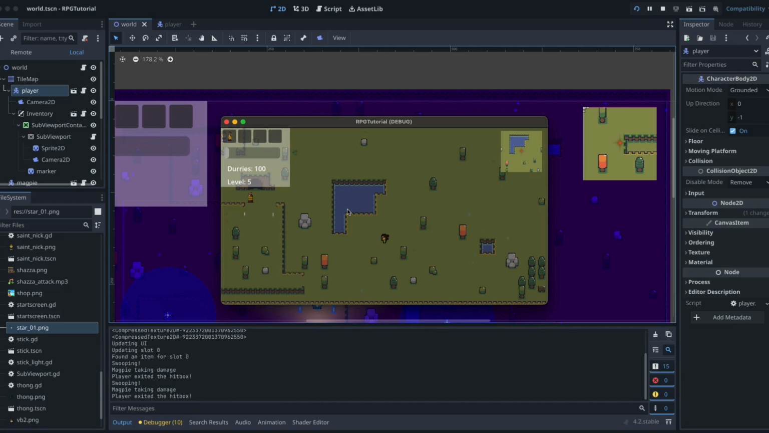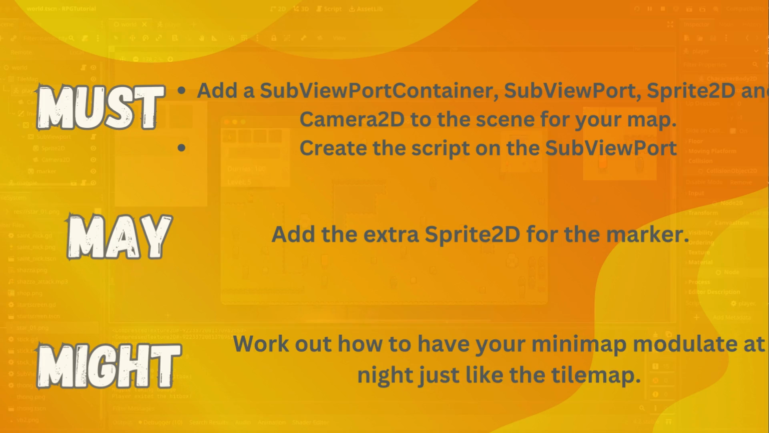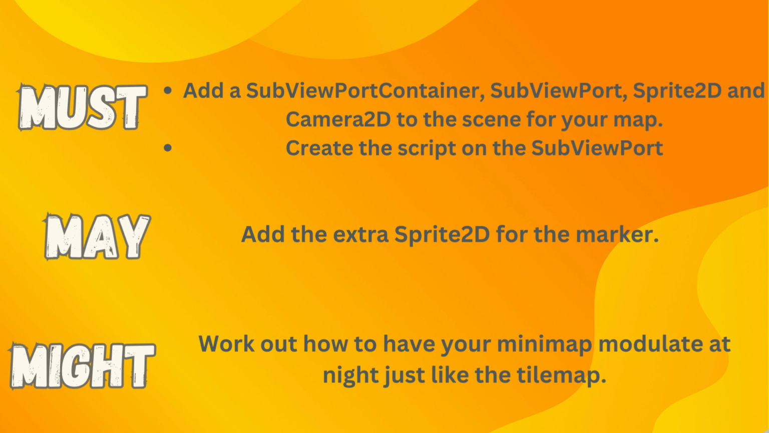Hopefully that is enough to get you moving. Let's have a look at our must, may, might. So there'll be a few things in there that you can do to customize this. So to make that happen for you, you need to add a sub-viewport container, sub-viewport, sprite 2D, and camera 2D to your scene for your map, as well as creating the script for the sub-viewport. Don't forget you also need an image of your map. What you might like to do is add the extra sprite 2D in there for the marker. It's not necessary, but I think it makes it work a bit better.